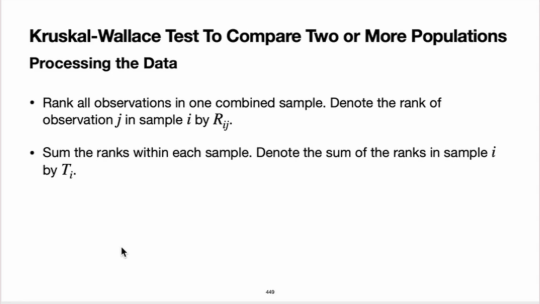And then once we get done ranking the observations in that combined data set, we can think of separating those samples back out with their corresponding ranks so that we can then calculate the rank sums within each sample. Once we rank all the observations in one combined sample, then we sum the ranks within each sample. In this context, we're going to denote the sum of the ranks in sample i by T sub i. So T1 would be the rank sum for sample 1, T2 would be the sum of the ranks for sample 2, and so forth up to T sub k, which would be the sum of the ranks for sample k.